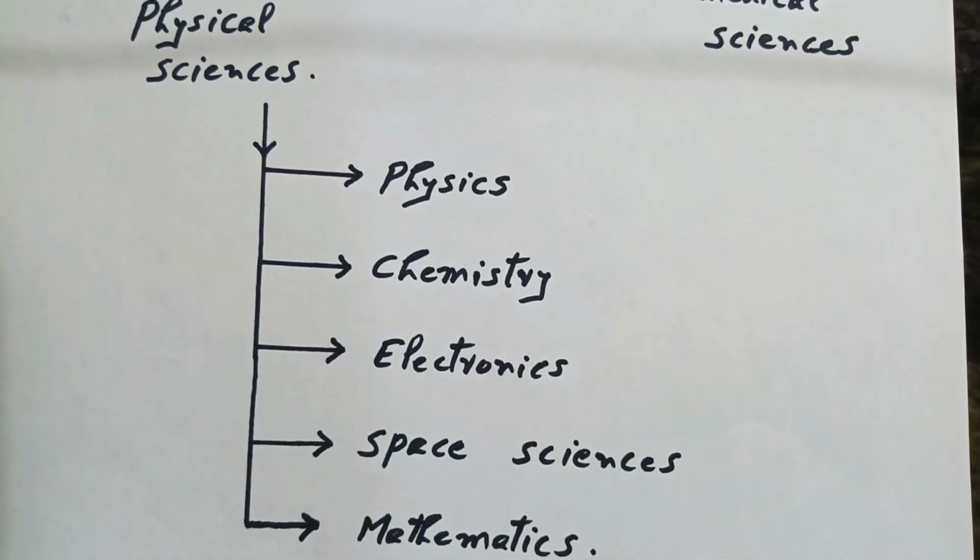So this tree diagram shows all the branches of science. Today we have studied science, the history of science, and the branches of science. Thank you.